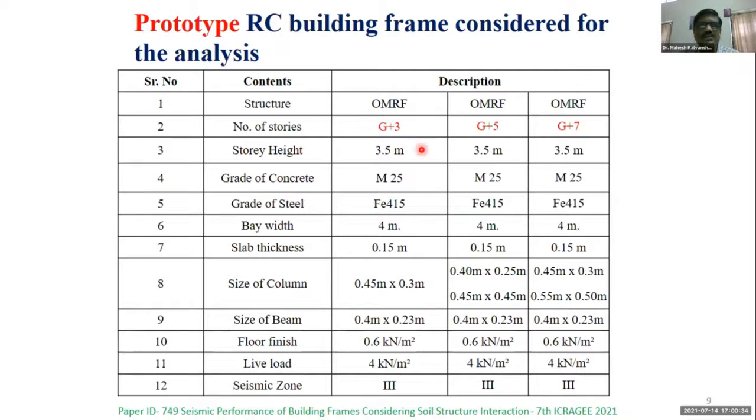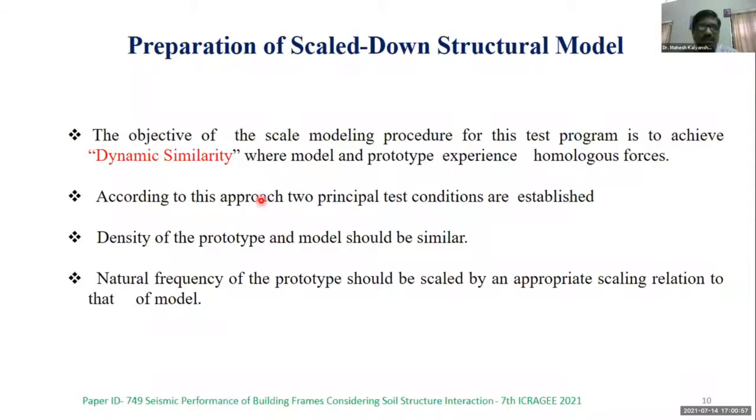Before that, we have considered one prototype structure. Basically, three building frames we consider. One is G+3, another one is G+5, and G+7, with all these specifications. So these are the dimensions of the prototype RC building, and these prototype RC buildings we converted into a scaled down model. So that process is explained here.